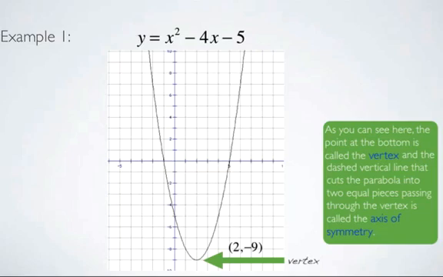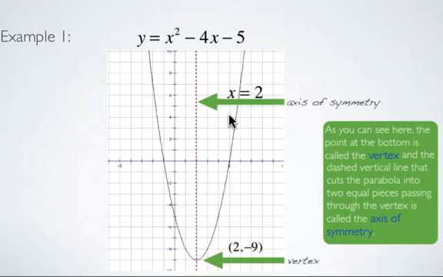You can also notice that the dashed vertical line that cuts the parabola into two equal pieces, passing through its vertex, is called the axis of symmetry. The axis of symmetry runs along the line identified as x equals 2. All along this line, x is equal to 2. It cuts through the x-axis at positive 2.